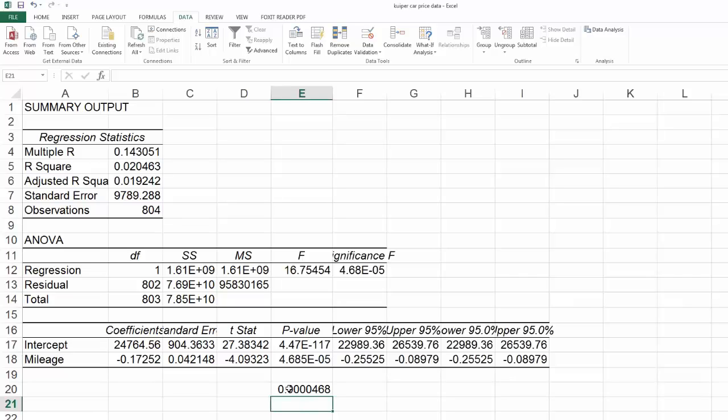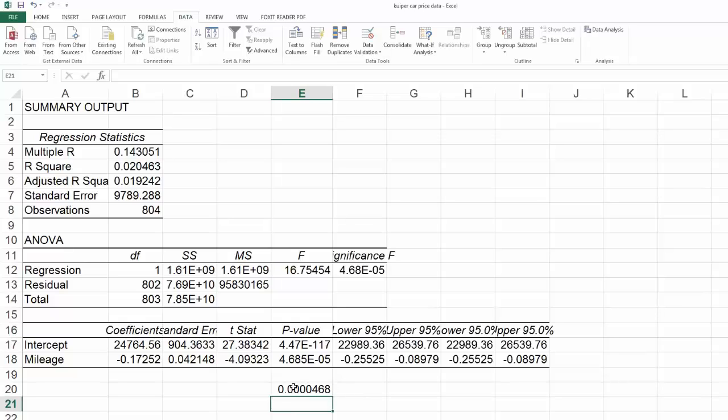Again, there are different standard levels of p-values. If you say something is significant at the 10% level, then you want a p-value that's less than 0.1. If your variable is significant at 5%, then you want a p-value that is less than 0.05. If your variable is significant at 1%, then you want a p-value less than 0.01. And this one's much smaller than that.